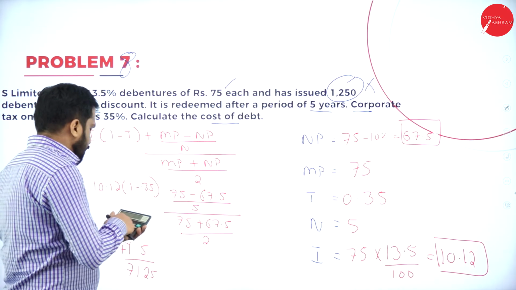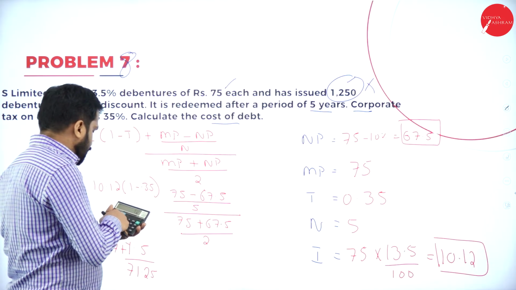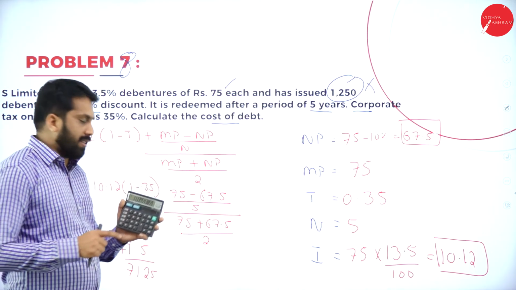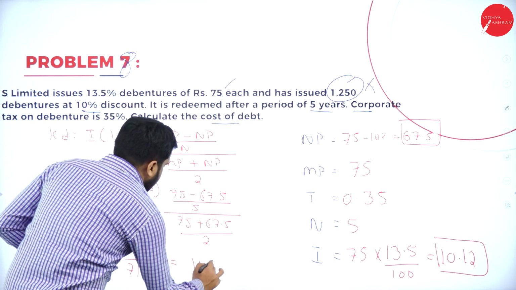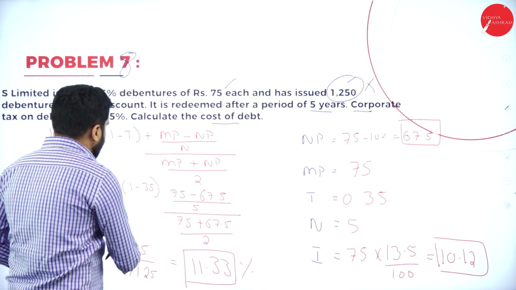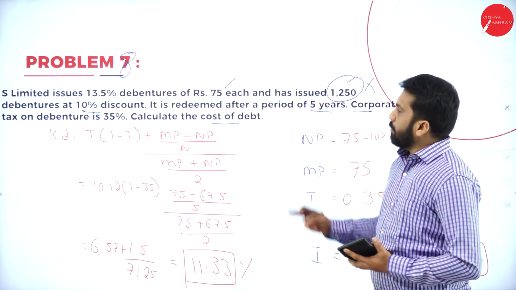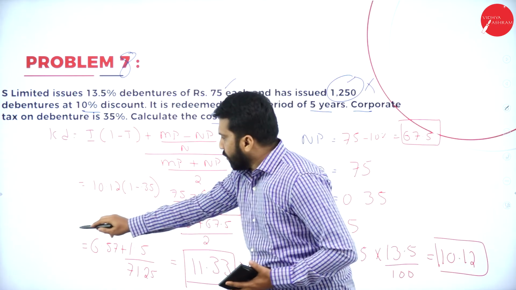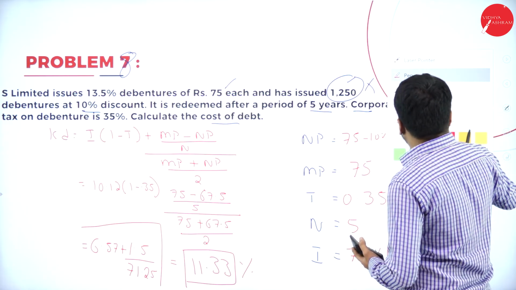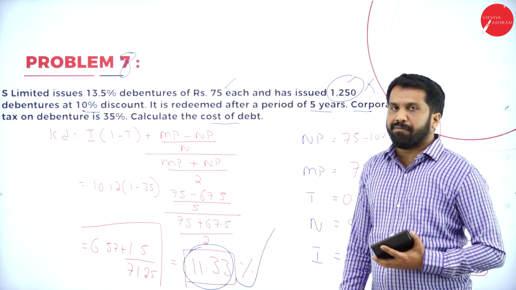6.57 plus 1.5, divided by 71.25. I got 0.11, multiplied by 100. I got 11.33%. What is your answer? 11.33%. You can simplify and you will get this. So I simplified one by one. Finally, I got 11.33. Please work out this problem at home so that you will understand better. What is your final answer? 11.33% is your final answer.